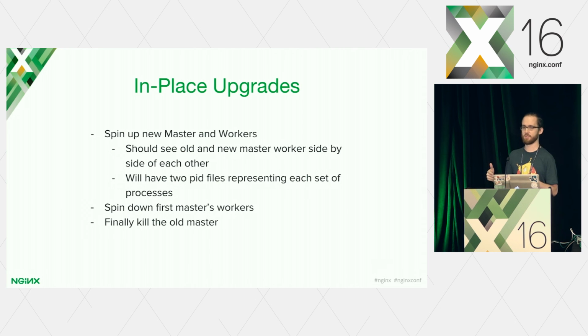You spin down the first master's workers. At that point, all the client connections are passed over to the new set of workers, which are running the new binary. And then you finally kill the old master. So at that point, you just have the new workers and the new master, all running the new binary that you deployed out there.